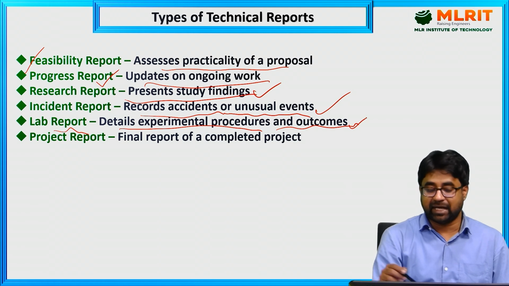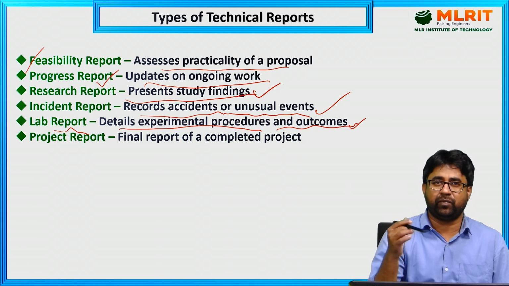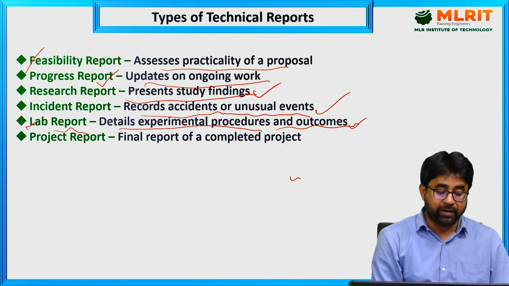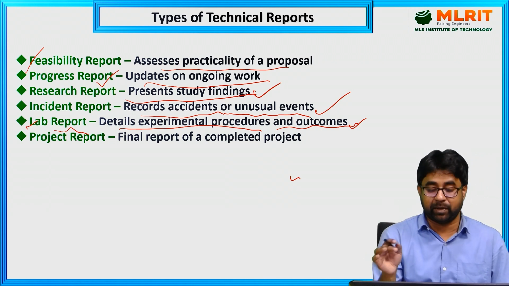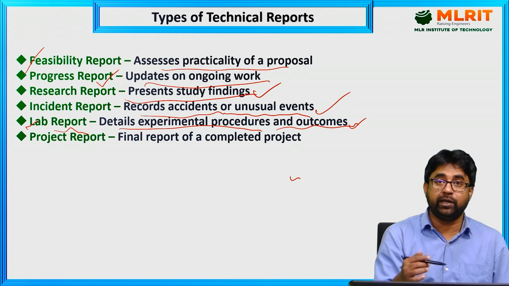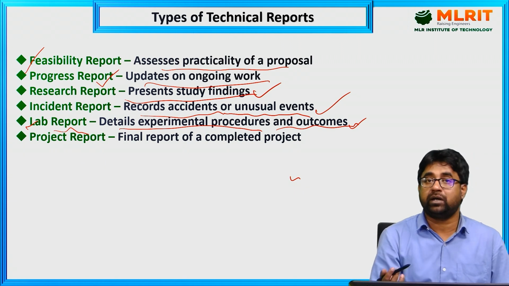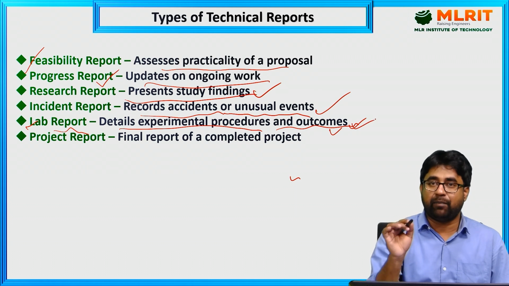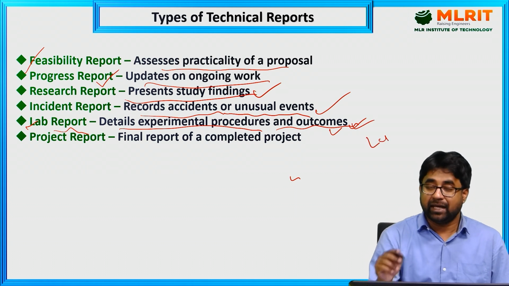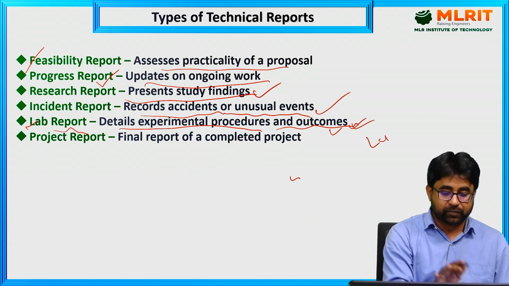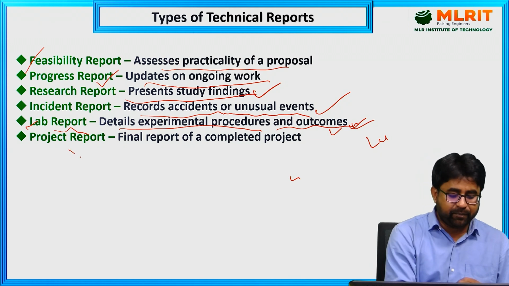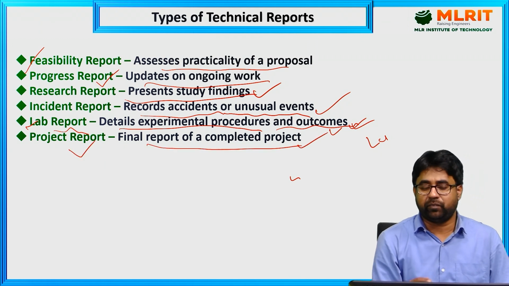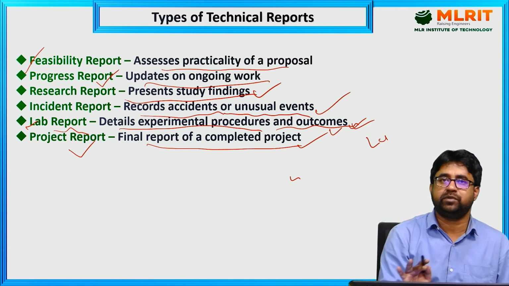Normally, our lab records are all examples of lab reports, because you document your experiment. What did you do in the experiment? How did you do it? What is the outcome that you got out of your experiment? All those things you document there, right? So in a way, your lab record is actually an example of technical report writing. Then project report, the final report of a completed project. So these are the fundamental types of technical reports.